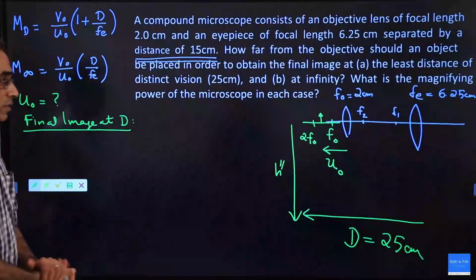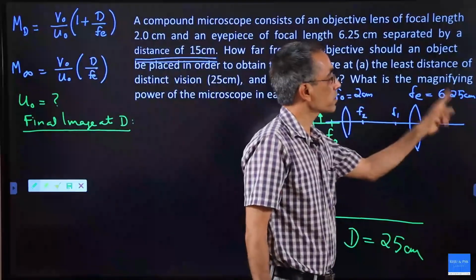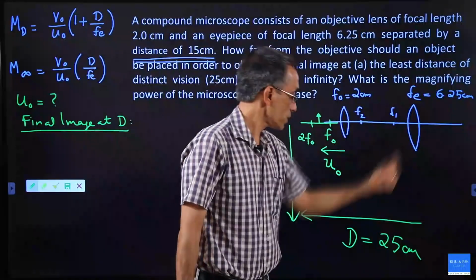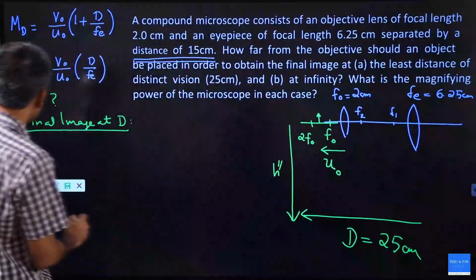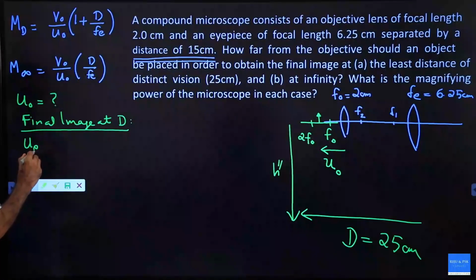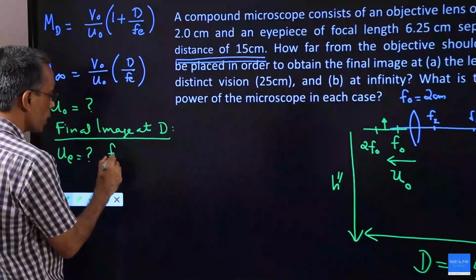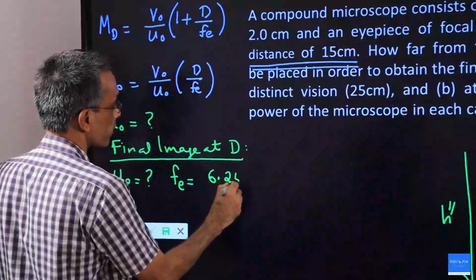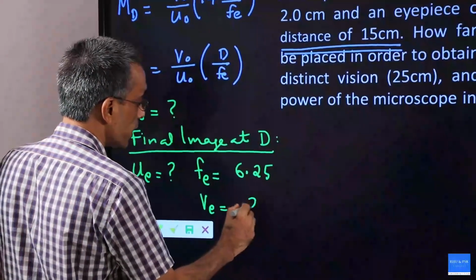Now, how do we do this? We know the focal length of the eye lens. We know the image distance of the eye lens. So, we can find out the object distance of the eye lens, U of the eye lens, because the focal length is given. How much is the focal length? That is 6.25. And the image distance of the eye lens is 25.